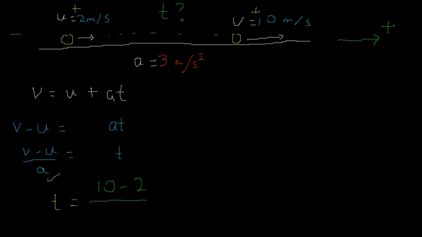I know that a is 3 meters per second squared. Let me put in the a, so a is equal to 3. And I can now find the answer. 10 minus 2 is 8, so 8 over 3. And that's the answer, and the answer is in seconds.